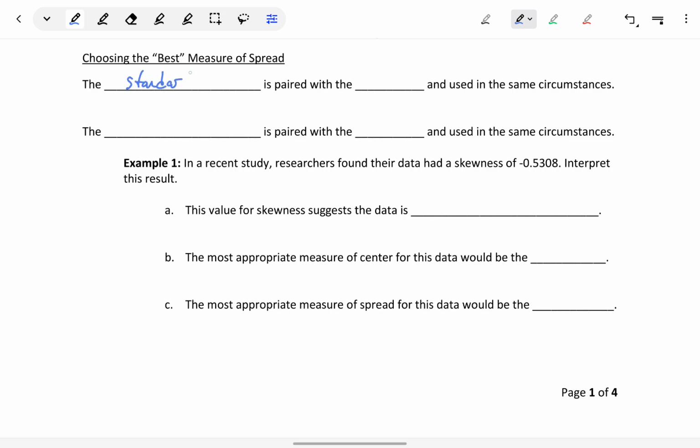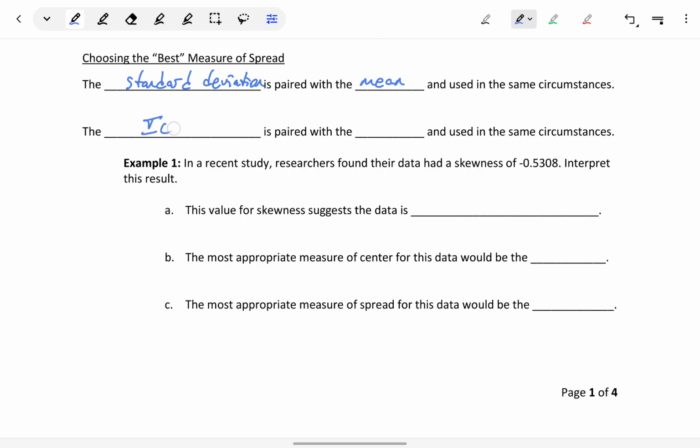The standard deviation is always paired with the mean. So if we're using the mean as our measure of center, standard deviation would be our measure of spread, which makes sense because that formula calculates the average spread, the average deviation around the mean.